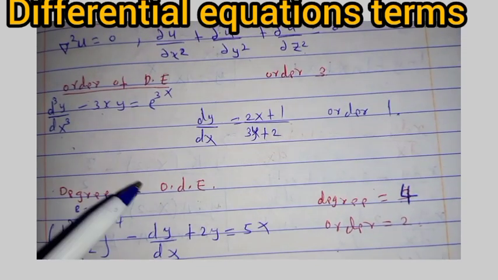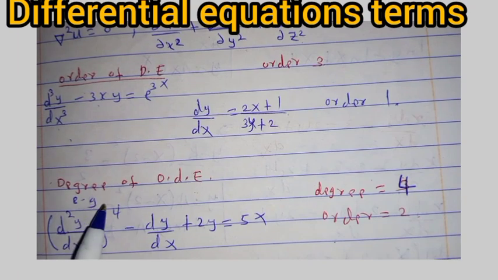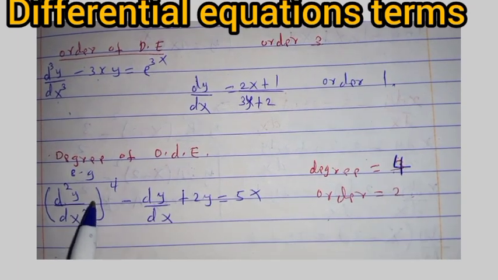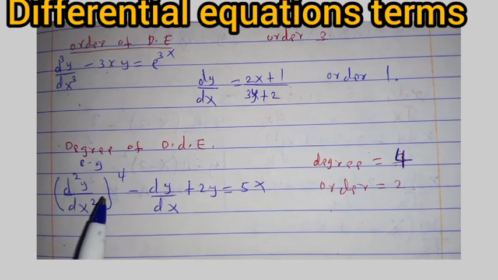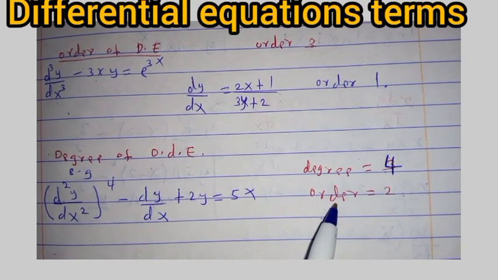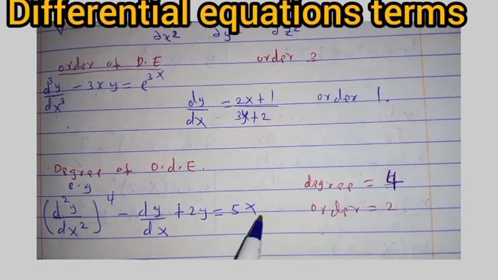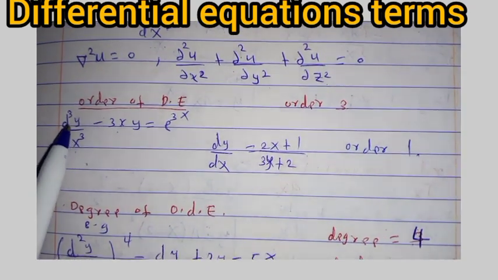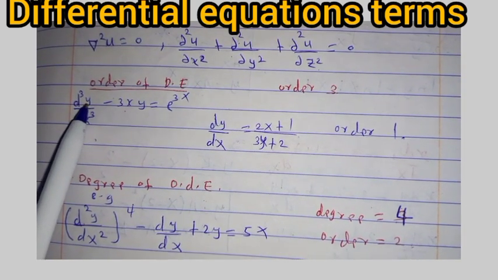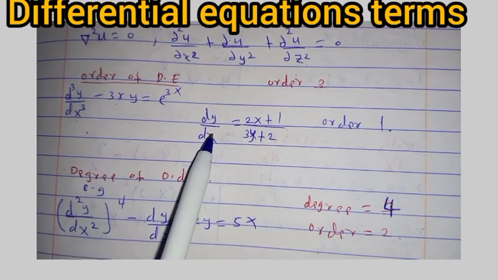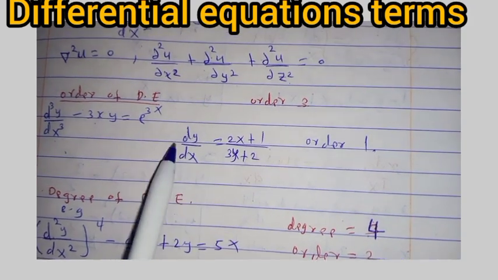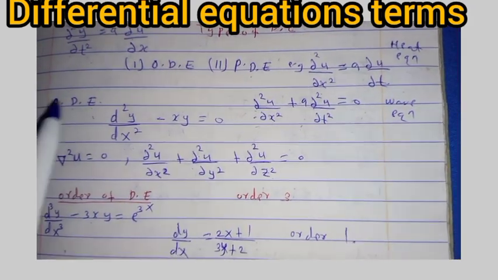So in this video tutorial, we have learned the meaning of the degree of a differential equation, which is defined as the highest power involved in the derivative of the equation. Order is the highest derivative involved in the differential equation. As we have seen here, the order is 3 because the highest derivative involved is the third. Here, the order is 1 because the highest derivative involved is 1.